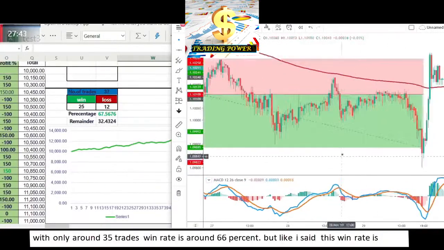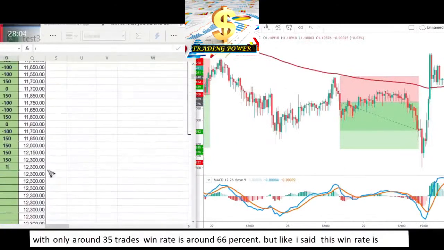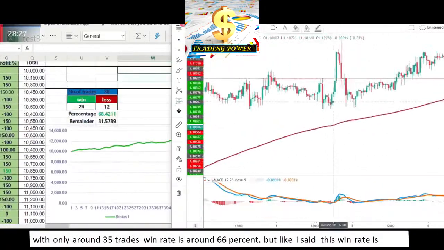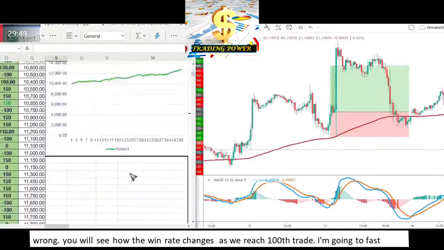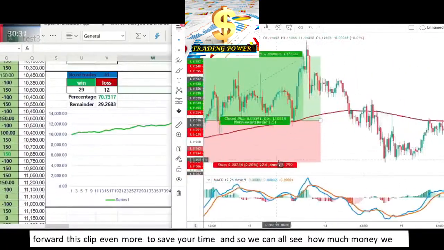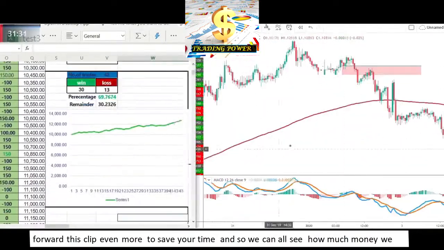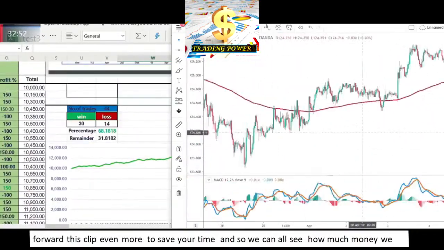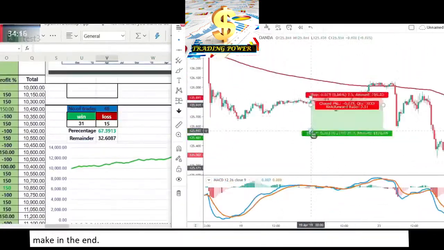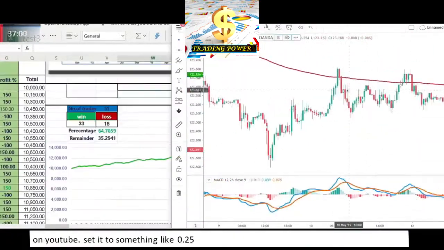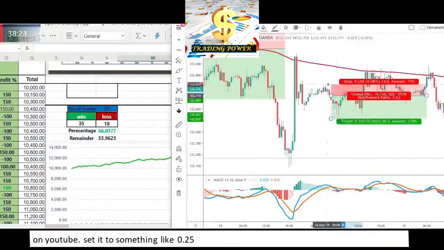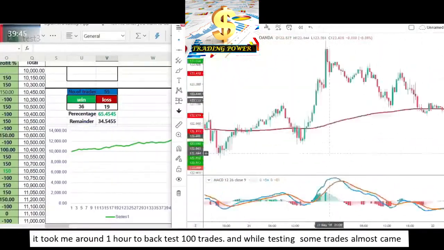With only around 35 trades, win rate is around 66%. But like I said, this win rate is wrong. You will see how the win rate changes as we reach 100th trade. I'm going to fast forward this clip even more, to save your time, and so we can all see how much money we make in the end. If you would still like to see every trade, slow down the video by changing the video speed on YouTube. Set it to something like 0.25.